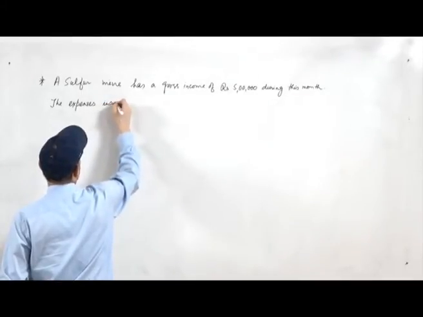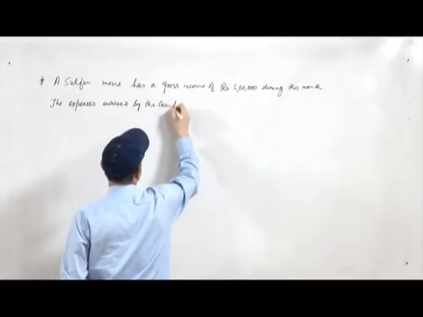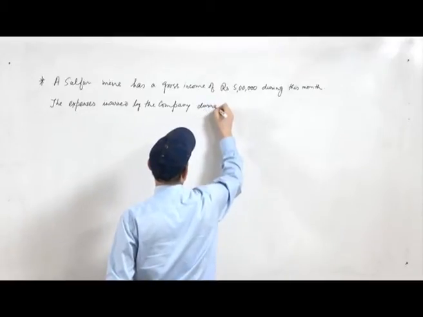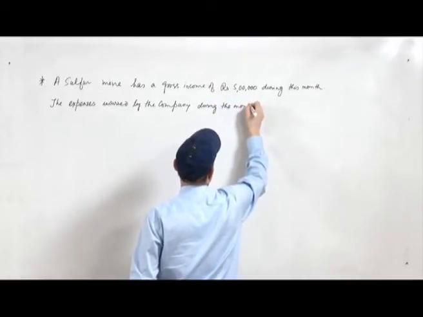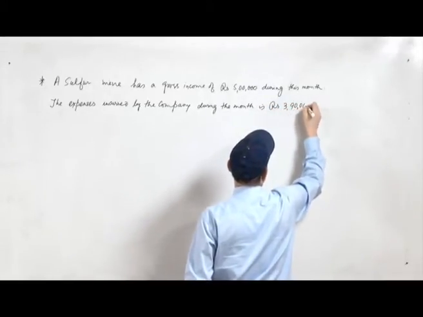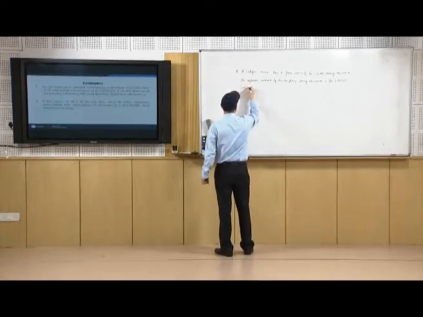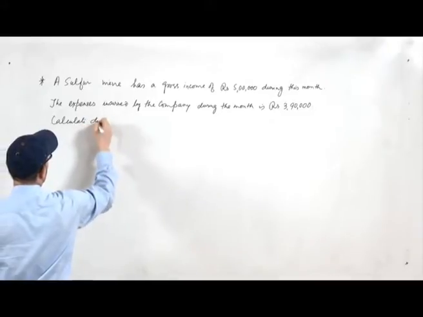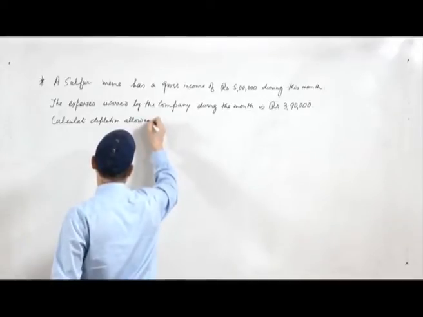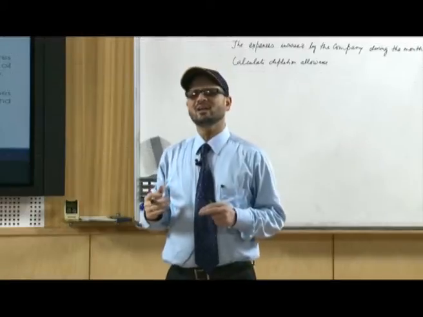Now, the expenses incurred by the company during the month is rupees 3,90,000. So, you have to calculate depletion allowance for this case. So, basically we have to use the percentage method of depletion in this case.